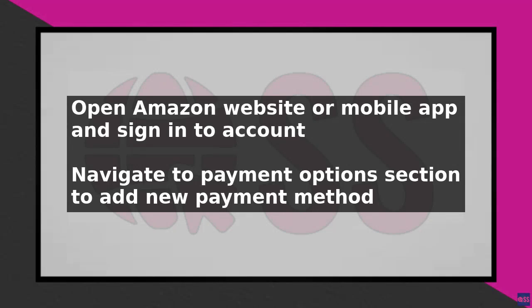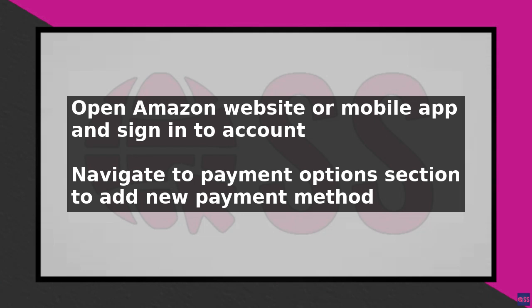To use Cash App on Amazon, you need to link your Cash App account to your Amazon account. Start by opening the Amazon website or mobile app and signing in to your account. Then navigate to the Payment Options section where you can add a new payment method. Select the option to add a new payment method and choose Cash App as your payment option.